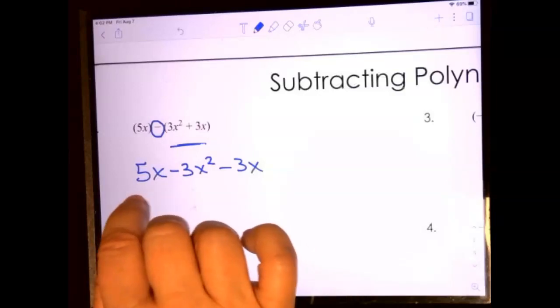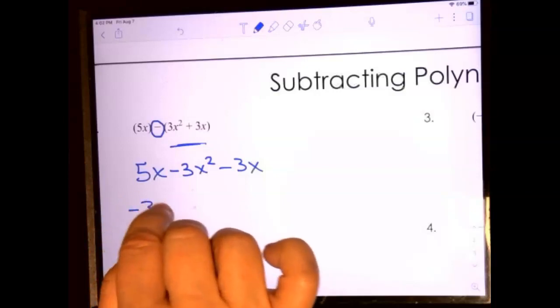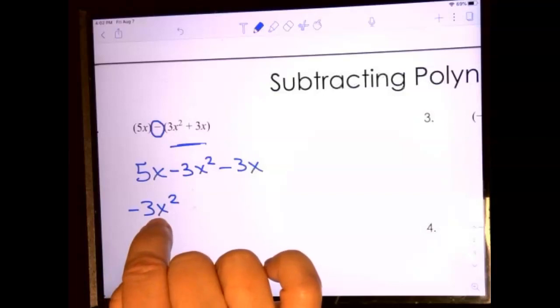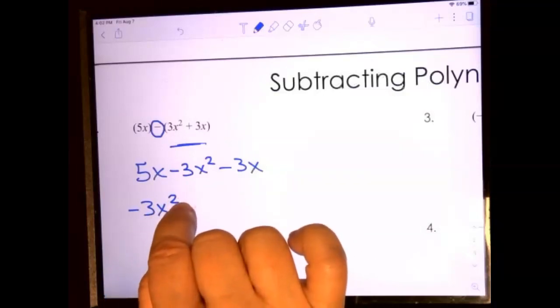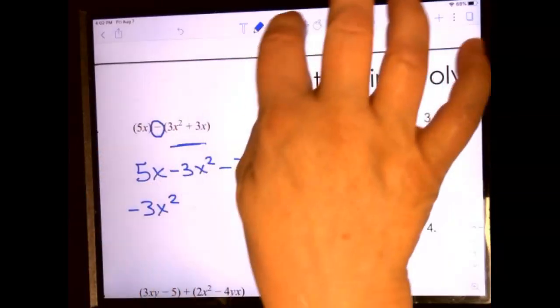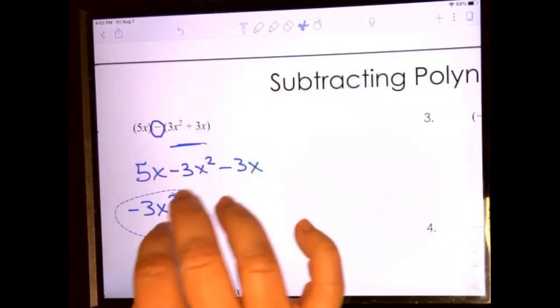So I can do the same thing again if I want to, like I did before. I can do 3x squared and negative 3x squared. And I should have done my 5x first, shouldn't I? Okay, hold on, let me move that.